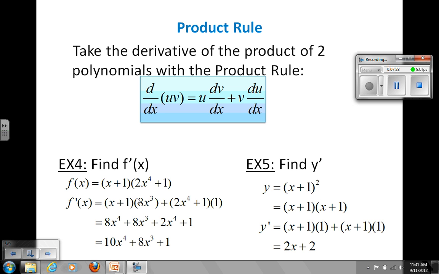The other thing I was going to say before we move on is this first example, it actually wouldn't be too bad to just multiply it out, use FOIL, first, outside, inside, last, multiply this thing out, expand it. And if I did that, then I actually wouldn't need product rule. I could just go ahead and do my power rule term by term by term. And I would get, hopefully, the exact same answer right down here. You can try it if you'd like.